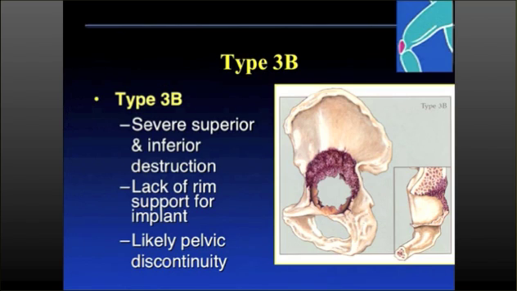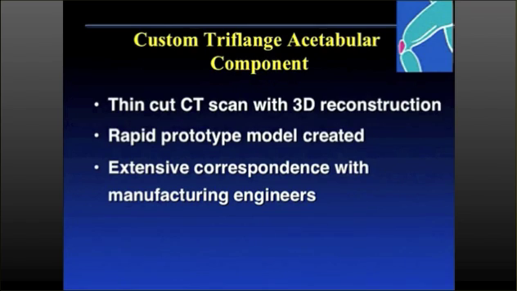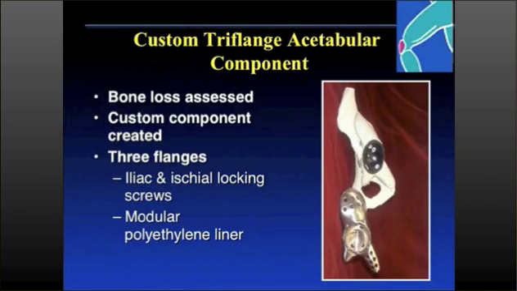For type 3B defects, where again you have superior and inferior destruction, lack of rim support, and likely pelvic discontinuity, you may consider using a cup cage construct or perhaps even a custom triflange cup. So custom triflange components can be developed preoperatively. You get a thin cut CT scan. There's a rapid prototype model that's created, and there's extensive correspondence back and forth with the manufacturing engineers to create a custom implant. Here's a pre-op CT scan showing a rapid prototype model.